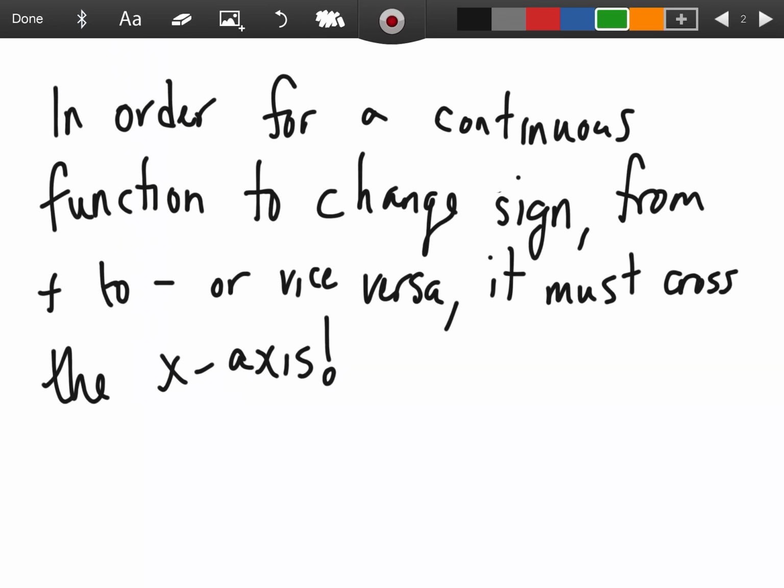All right, so first let's talk about what exactly we are doing. Again, we're trying to solve some inequalities. We're trying to figure out when a function is positive and when a function is negative. So it's important to understand that a polynomial function is continuous. We can trace it with our pencil without ever lifting it up.